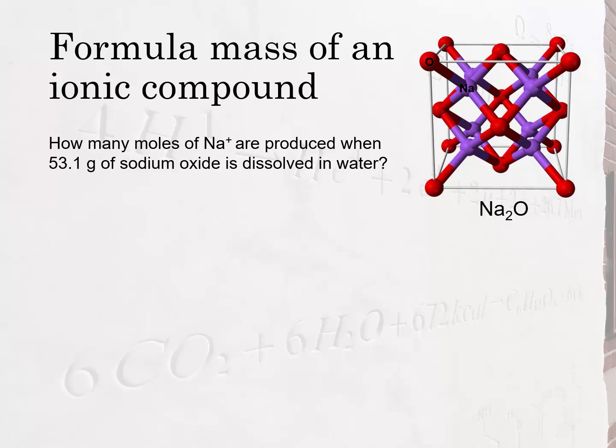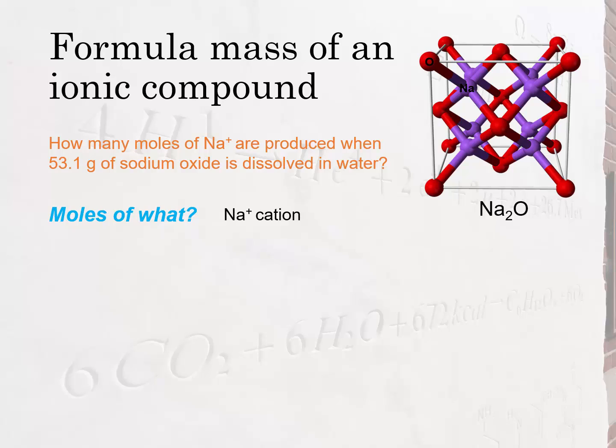Okay, now I've changed the question slightly. How many moles of Na+ are produced when 53.1 grams of sodium oxide is dissolved in water? The answer to the moles of what question has clearly changed. Now I'm interested in the moles of sodium cations in the sample, but I can't just use the atomic mass of sodium because the 53.1 grams includes oxygen atoms as well.